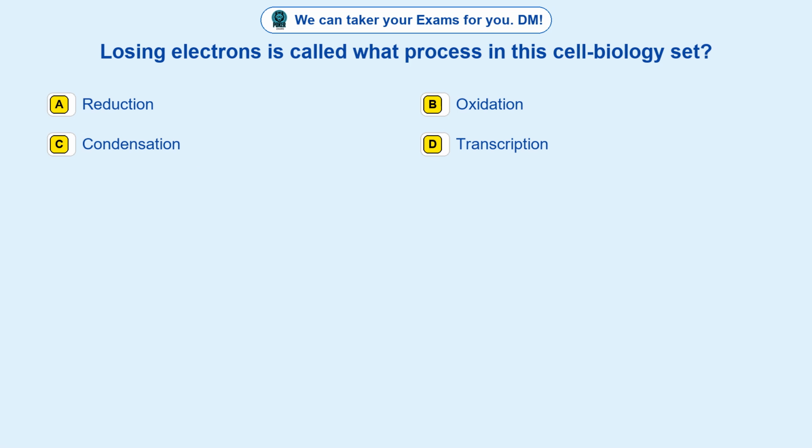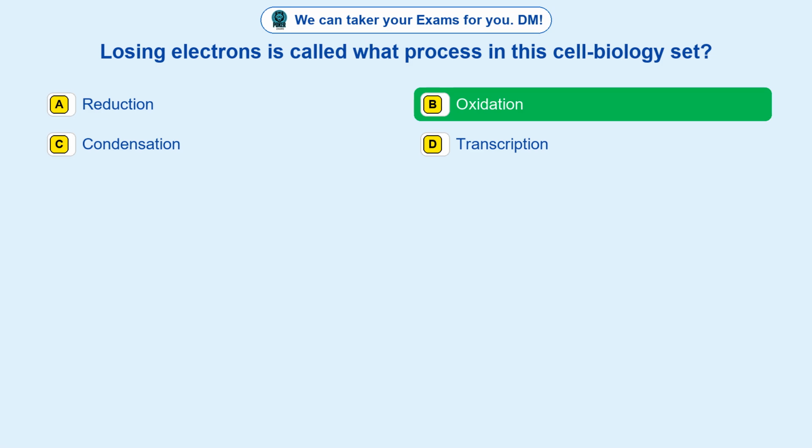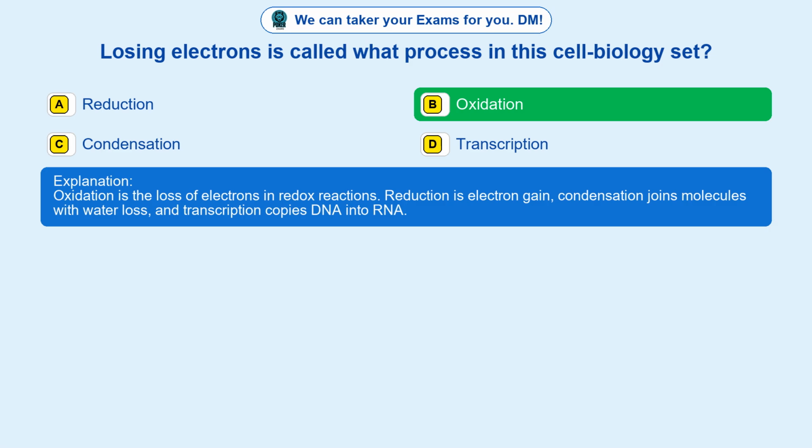Question 43. Losing electrons is called what process in this cell biology set? Option A, reduction. Option B, oxidation. Option C, condensation. Option D, transcription. The correct answer is option B, oxidation. Oxidation is the loss of electrons in redox reactions. Reduction is electron gain, condensation joins molecules with water loss, and transcription copies DNA into RNA.